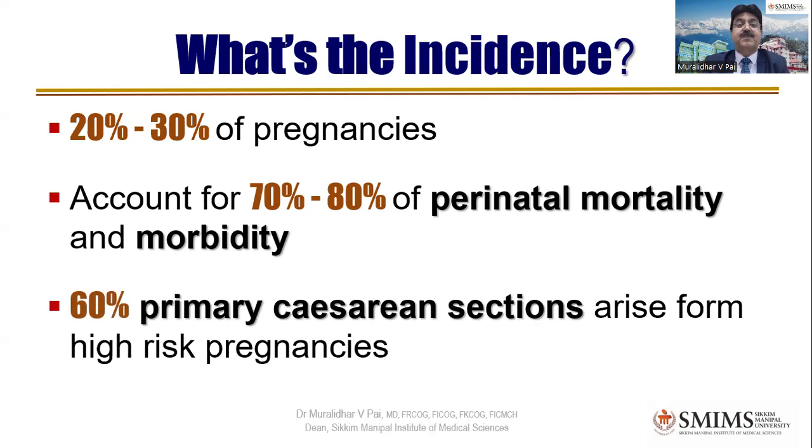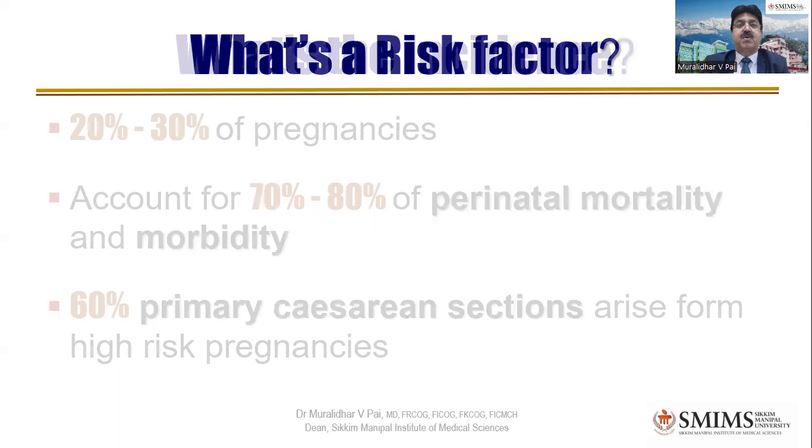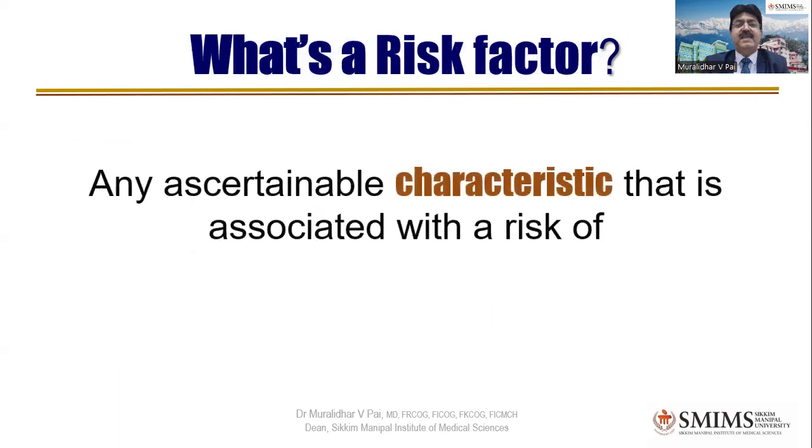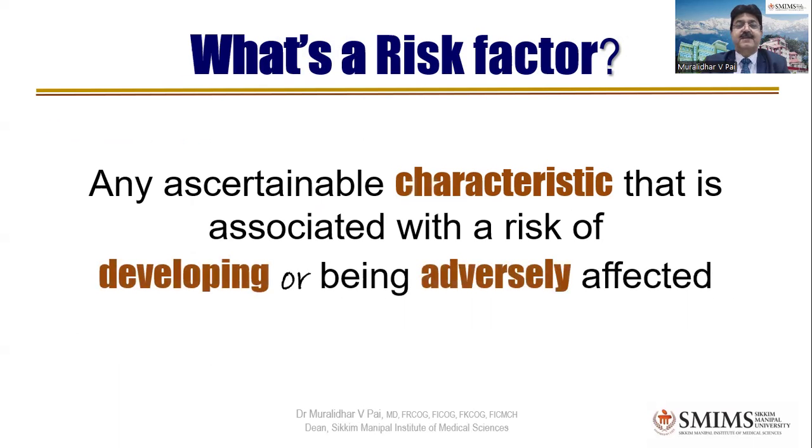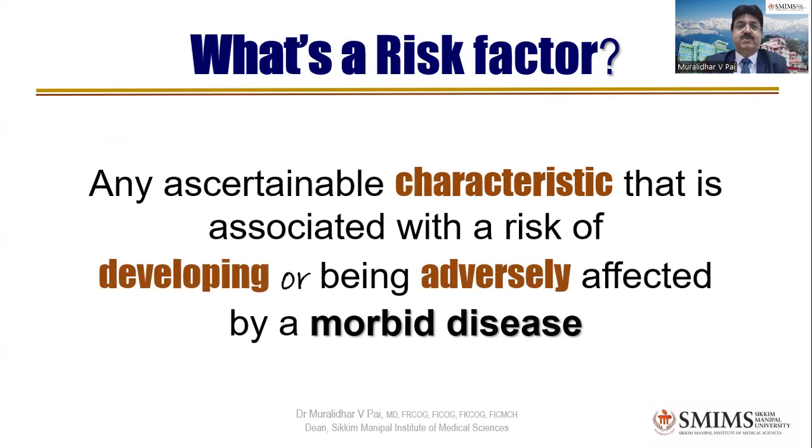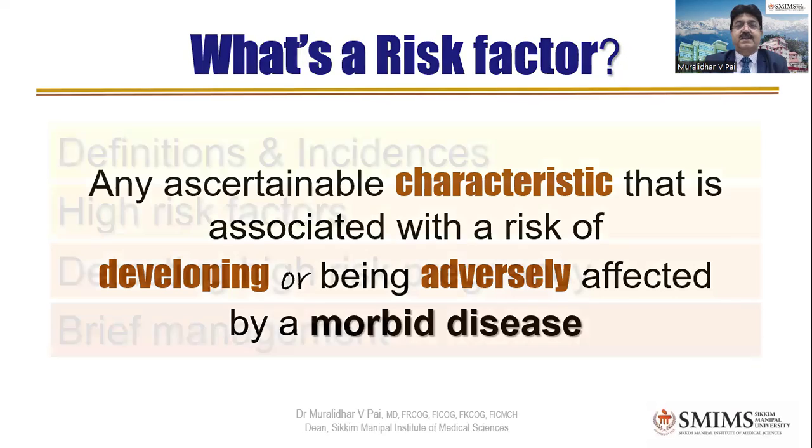And 60% of primary cesarean sections arise from high risk pregnancies. So 60% of 30%, they will land up in primary cesarean sections. That's why we need to understand this very carefully. What is a risk factor? Any ascertainable characteristic that is associated with the risk of either developing or being adversely affected by a morbid disease. So a risk factor is something that has characteristics associated with the risk of developing or being adversely affected, right? So that is a risk factor.